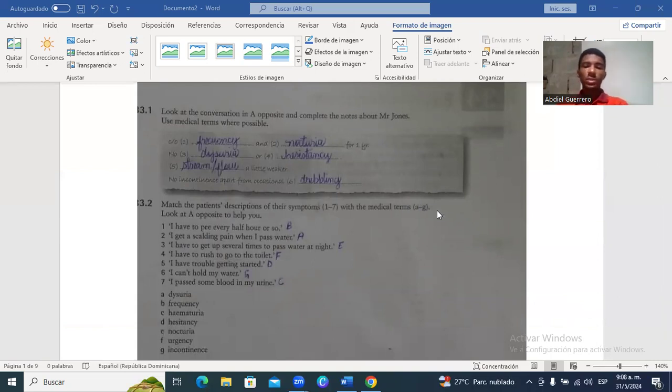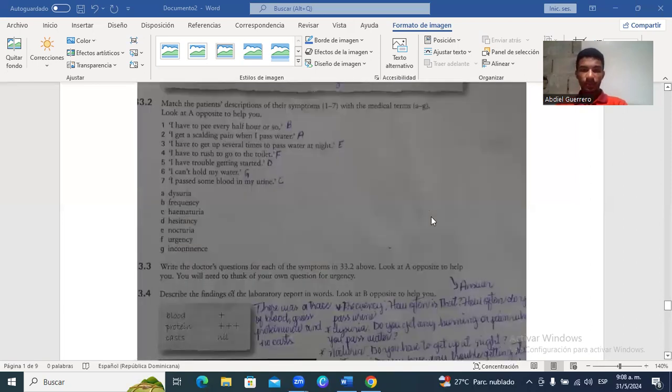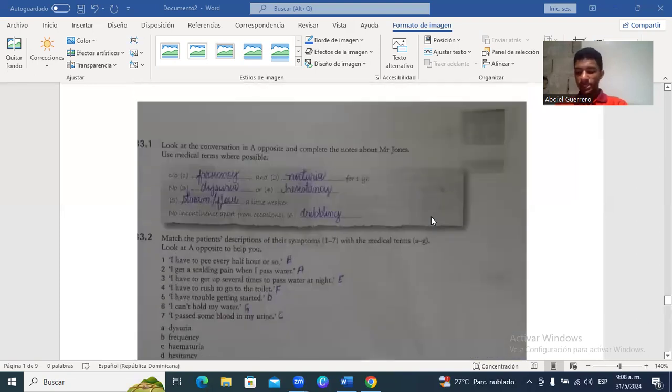Okay, we continue with unit number 33, the urinary system. Okay, let's begin. Look at the conversation in A opposite and complete the notes about Mr. Jones. Use medical terms where possible.